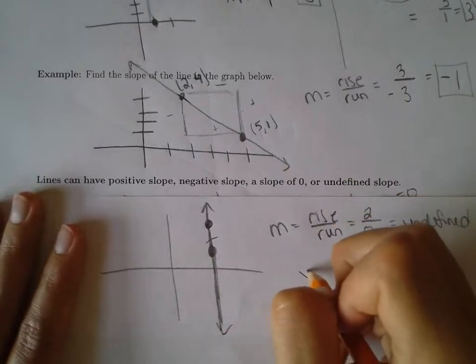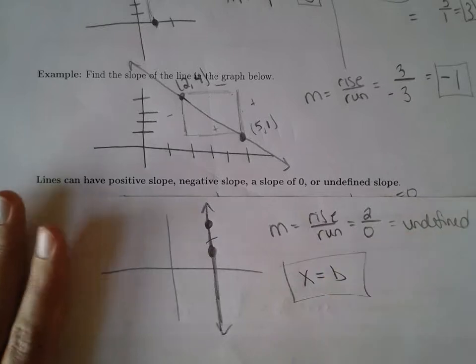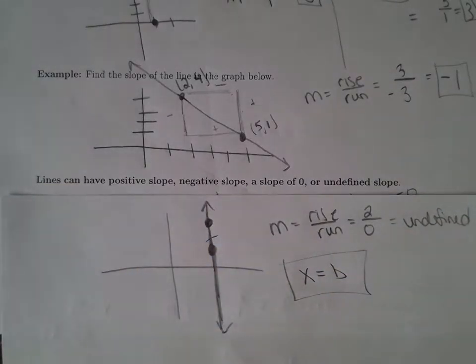Their equations look like this: x equals, we could do b again. Notice there's no y here, it's x equals. So this is a vertical line, and this is undefined slope.